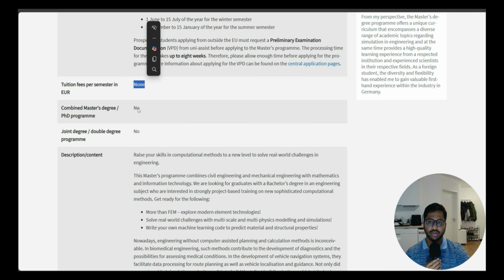Then tuition fees per semester, there is no tuition fee. A combined degree program is also not possible. A joint degree program is also not possible.